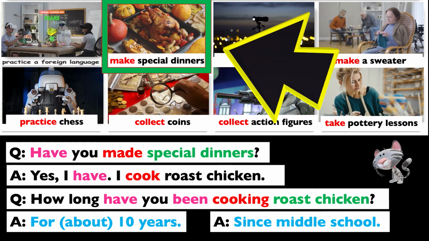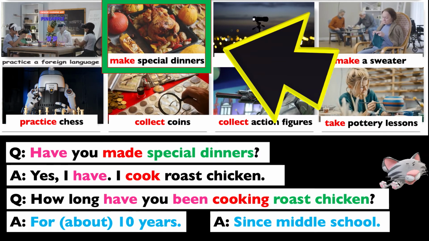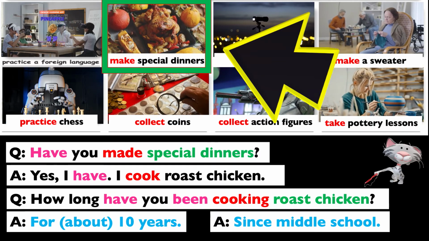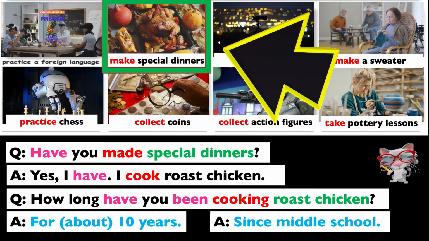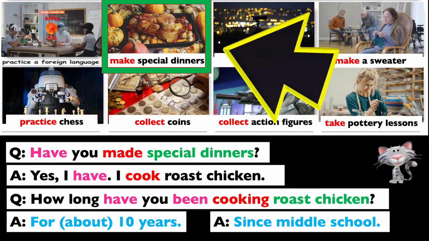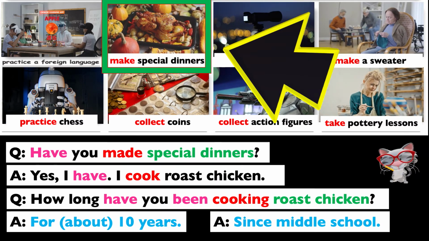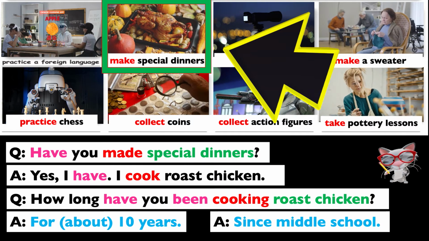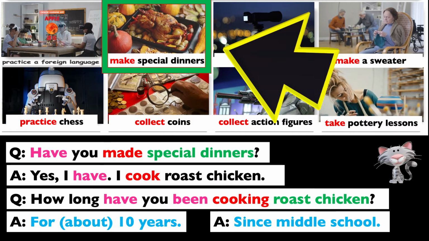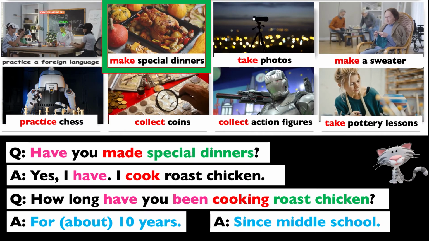Sounds fair. So Yonghee, have you made special dinners? Yes, I have. I cook tuna sandwich. Wow. How long have you been cooking tuna sandwiches? For about 4 years, since I was 1 year old. Okay. I think it's Yonghee the cat. He's describing that. So I love tuna sandwich. Okay, let's do one more then.